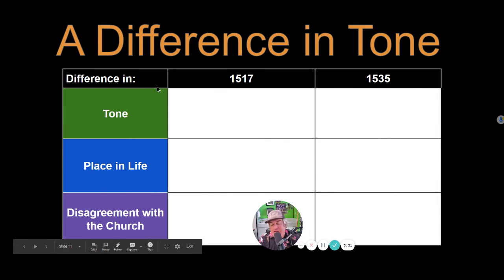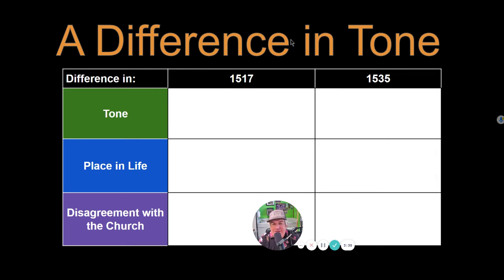Before we get to finally, is there a difference in tone? Did he sound different between 1517 and 1535? So, what was the difference? Write some describing words here or here on your slideshow to tell us the difference. Was he happy? Was he sad? Was he mad? Was he respectful? Was he disrespectful? Was he grumpy? That would be the tone.